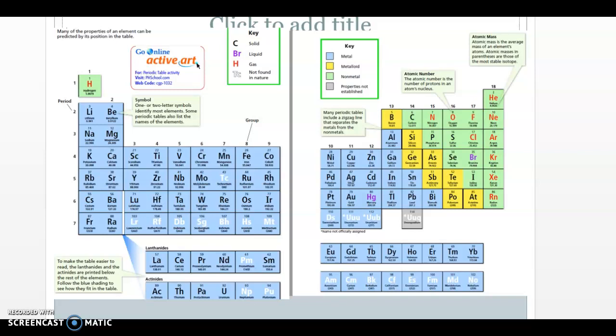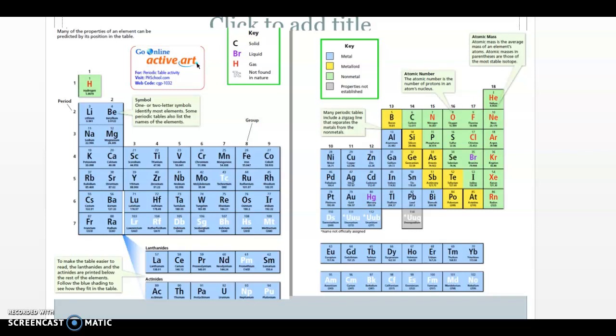Some of the stuff would be fairly easy, as long as you have a periodic table sitting in front of you. Some of it may be a little bit more difficult, or a little bit harder to answer the questions. Hopefully this might help a little. I'd also like to just kind of go through some basics of the properties.